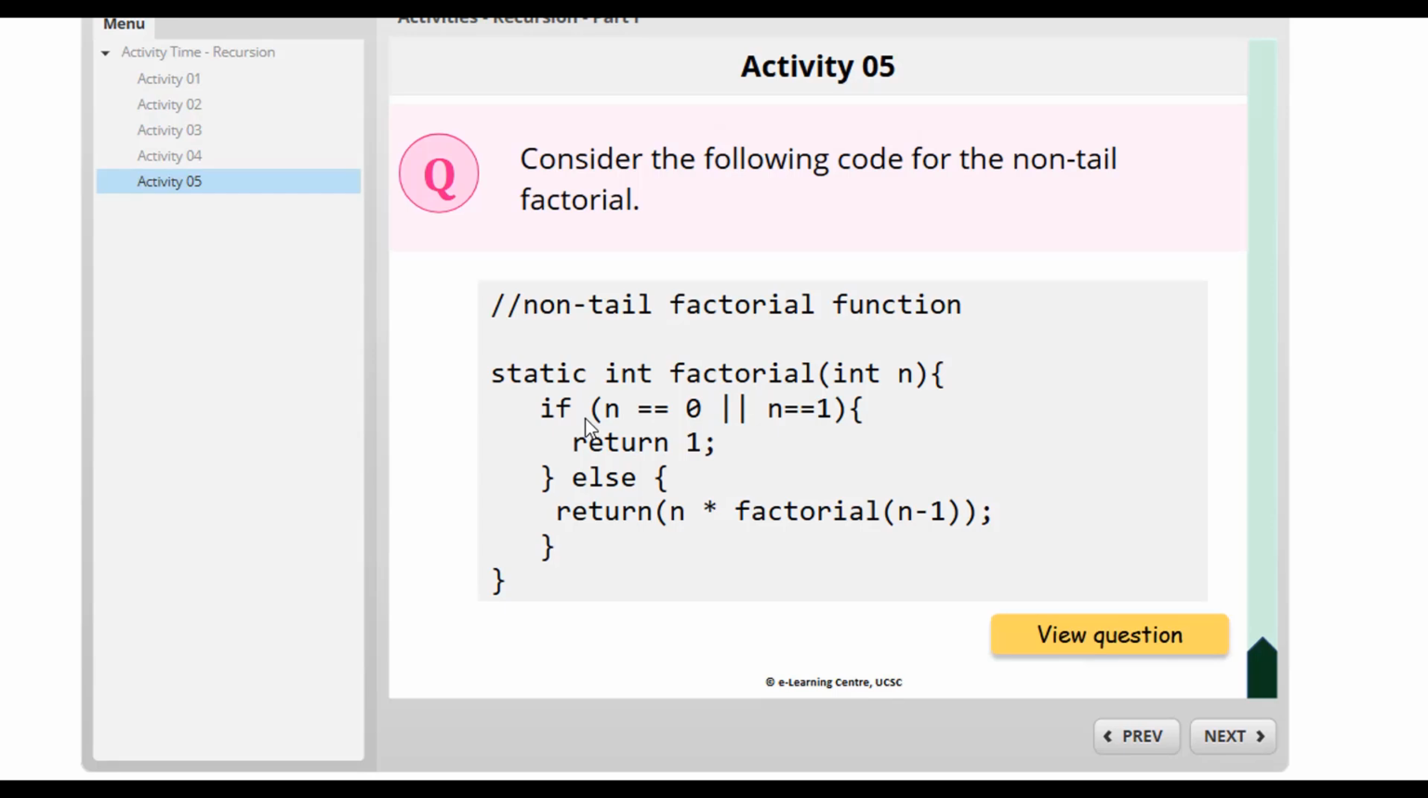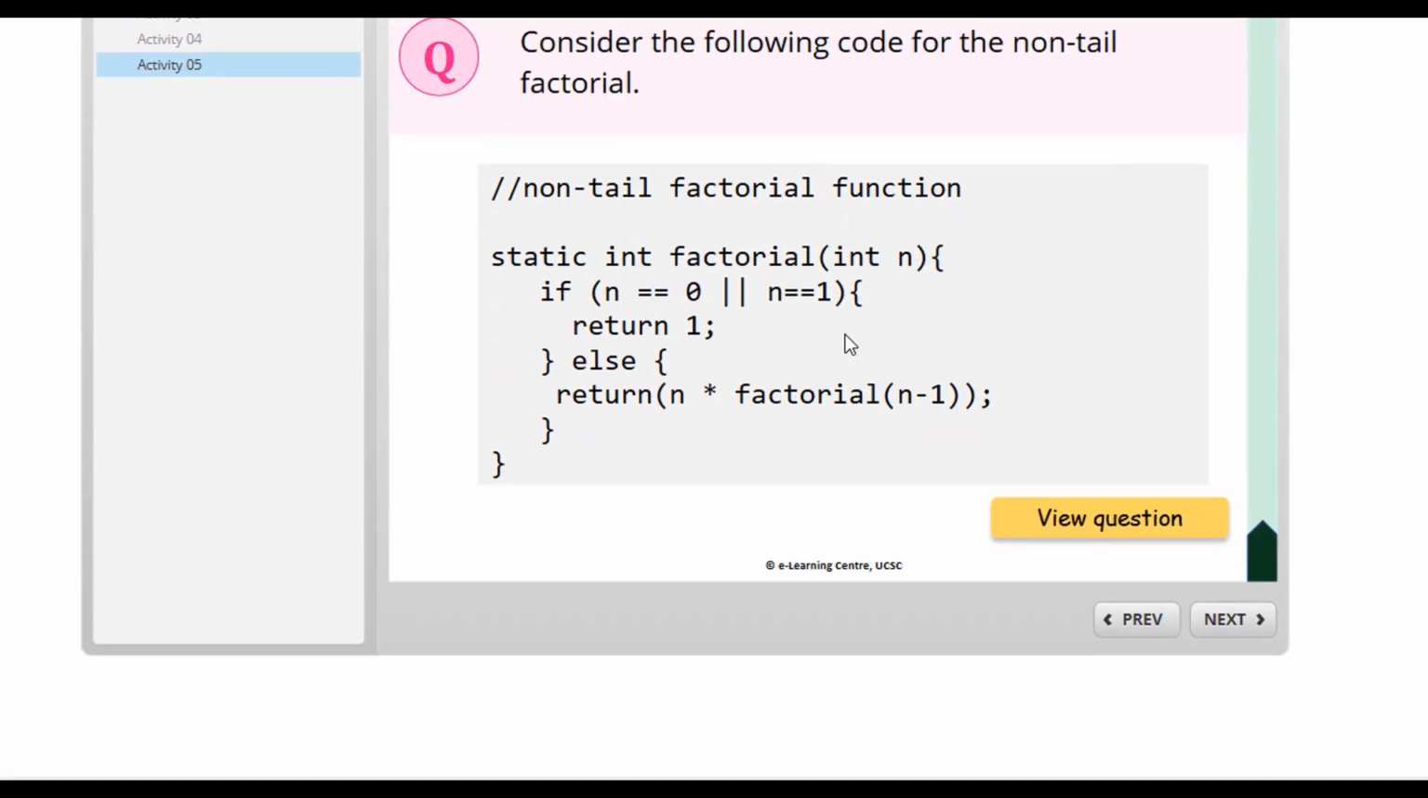Activity 5. Consider the following code for non-tail factorial. So yeah, it's a non-tail factorial, right? So here we have the factorial. Non-tail means, as you can see, the factorial call is being made again, but there's a multiplication here, right? So there's an operation done on the recursive call after the recursive call is returned. So this is not a tail recursion. So because of that, it's a non-tail recursion. Okay. All right, so let's do the question here.